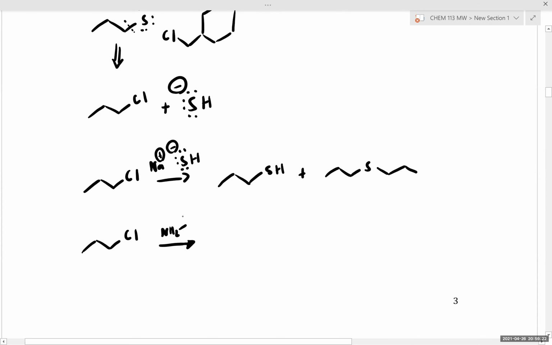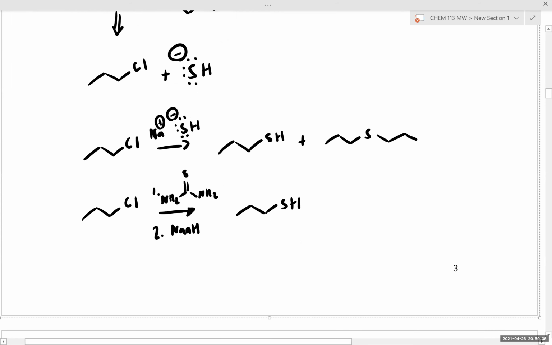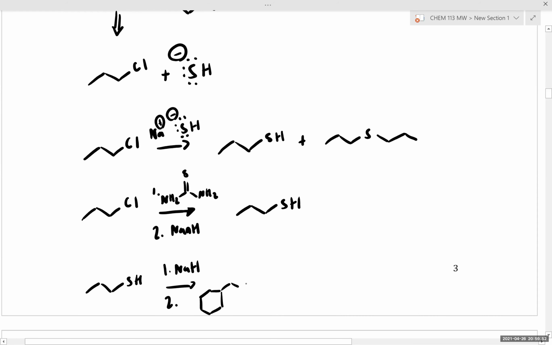So in this case, we'd use thiourea. So we treat with thiourea and then sodium hydroxide, and that would give us only the desired thiol. From here, we can treat our thiol with any base. I'm just going to use sodium hydride, but any base would do. You can even use LDA. That would all work. And then we treat with our alkyl halide, and that would give us our desired product.